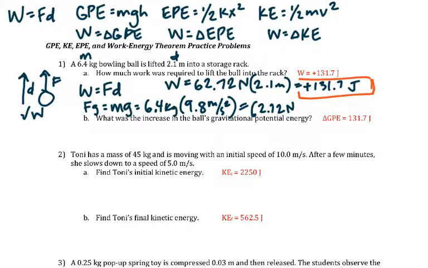Question B says, what was the increase in the ball's gravitational potential energy? So our bowling ball had to be lifted. We did work, and in doing so, now it has a height. And so we can say that the work done equals the change in gravitational potential energy. Therefore, the work we found up above equals the GPE that the ball has at the new height.